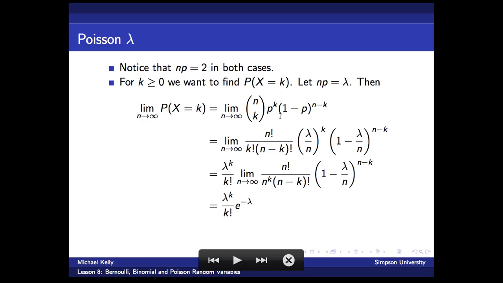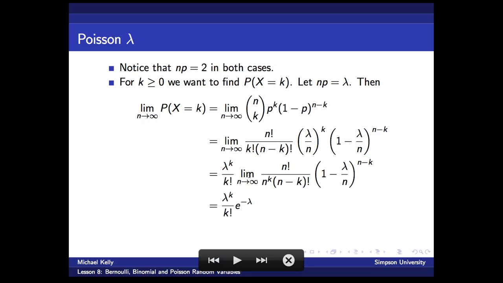p is lambda over n, as we get from the formula where we let np equal lambda. And n choose k is n factorial divided by k factorial times n minus k factorial. So this second line here is actually just plugging in those values for p and for n choose k. Now we have lambda to the k, and we also have a k factorial. Those things don't depend on n at all. So the terms that don't depend on n we can just pull out into the front here.